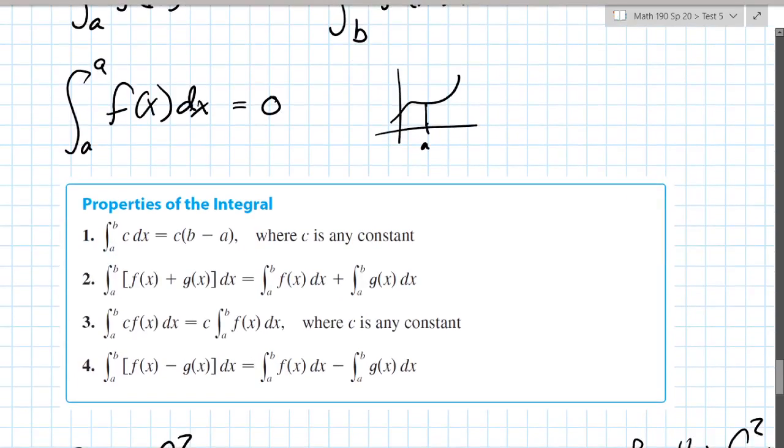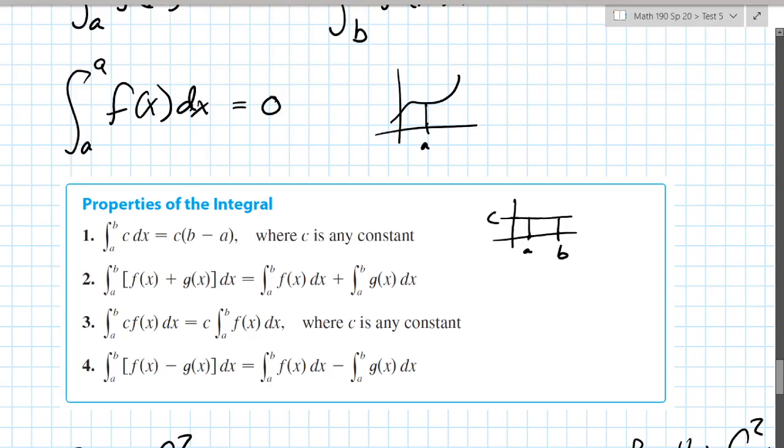Next, if we take the integral of a constant from a to b, then we get c times b minus a. And to see that, here's our constant c. We're going from a to b. So what we have is a horizontal line from a to b, like so. We saw this example just a minute ago. This is just area of a rectangle. The base is b minus a, and the height is c. So that's just area of a rectangle.